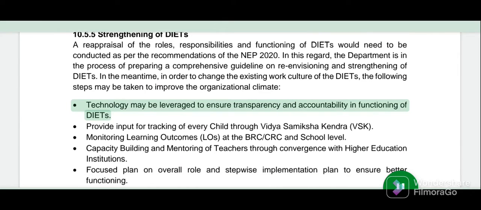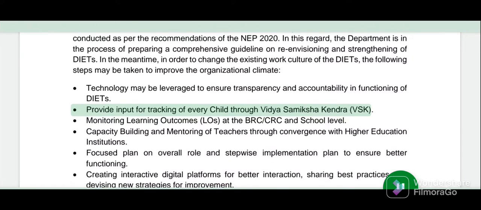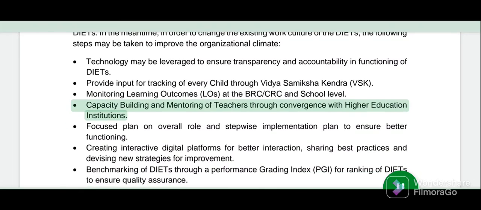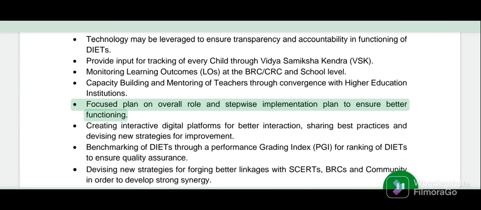Technology may be leveraged to ensure transparency and accountability in the functioning of DIETs. Provide input for tracking of every child through Vidya Samiksha Kendra (VSK). Monitoring learning outcomes loss at the BRC, CRC and school level. Capacity building and mentoring of teachers through convergence with higher education institutions. Focused plan on overall role and stepwise implementation plan to ensure better functioning.